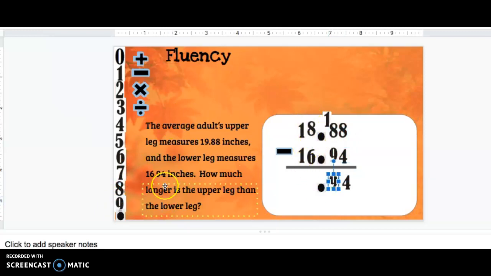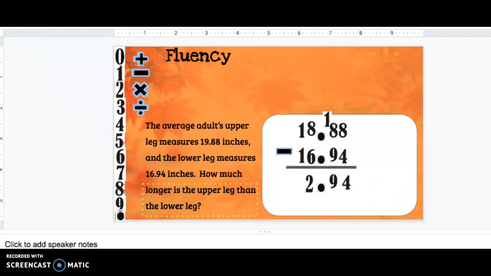8 minus 6 is 2. And 1 minus 1 is 0. So our answer is 2 and 94 hundredth inches. Okay? So here's your answer for this fluency problem. You also want to make sure you label it as inches.